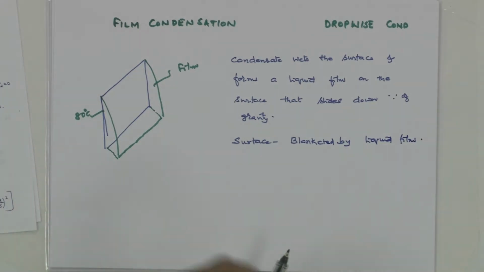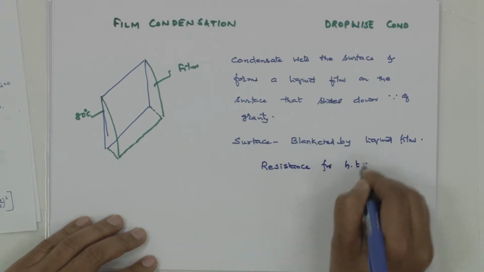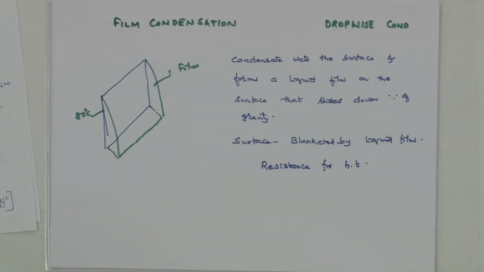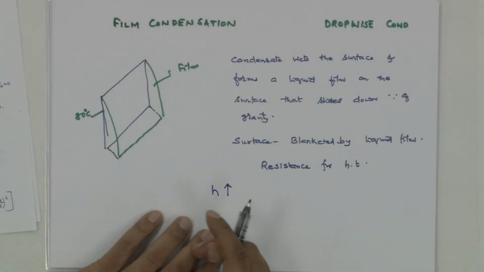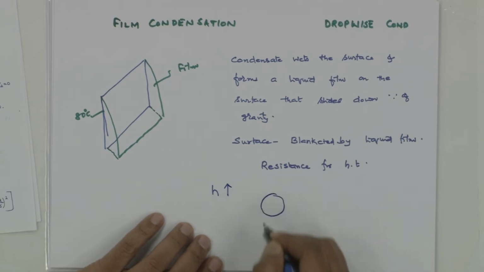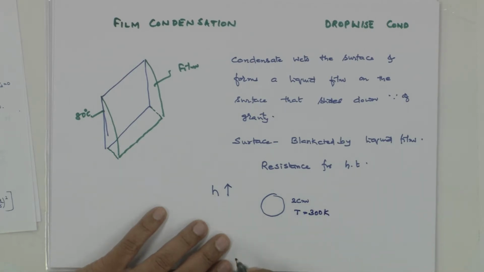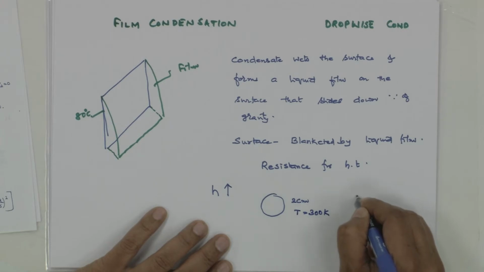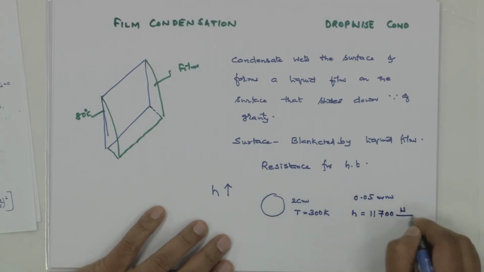This liquid film causes a resistance to the heat transfer. The film thickness causes the resistance for the heat transfer between the liquid and the solid surface. So that is the resistance offered, and the heat transfer coefficients are generally very large. How large? Typically, if steam condenses on a 2 centimeter OD tube at a wall temperature of, let's say, 300 Kelvin, the film thickness would be of the order of 0.05 mm, and the heat transfer coefficient would be 11,700 watts per meter squared Kelvin.